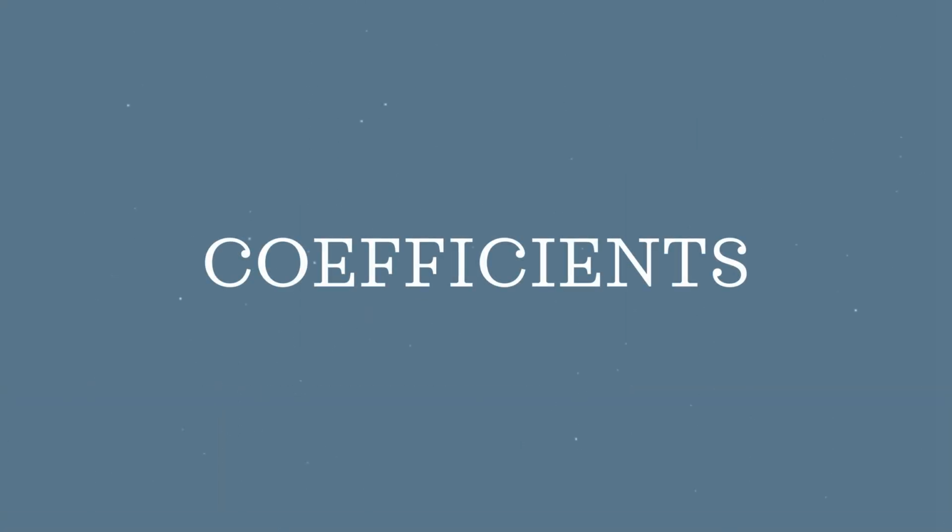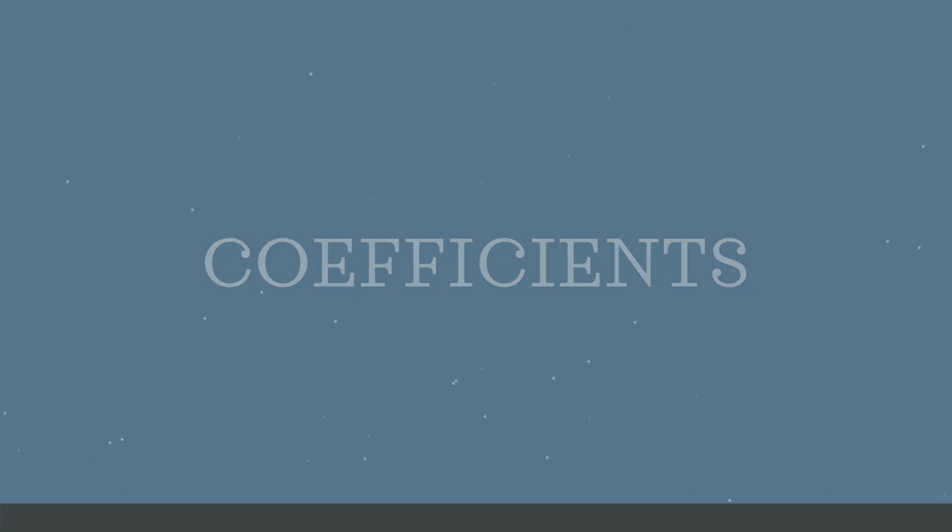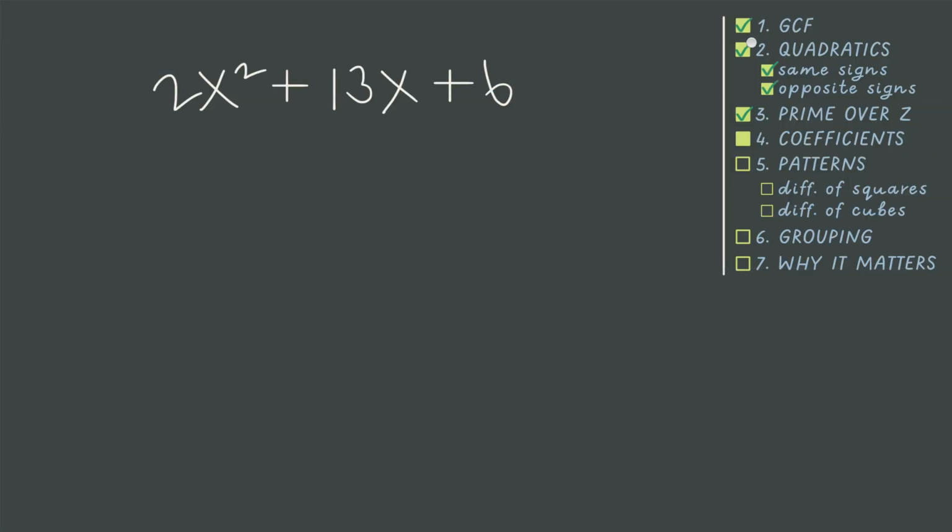Let's talk about the next step in our repeatable checklist, which is to look at coefficients. Let's assume here that we pulled out any greatest common factor, and we looked at these same sign and opposite sign methods for factoring the quadratic, and we still can't figure out how to factor it. That might be because we have a coefficient on our x squared term, some value that is not 1. When that's the case, we can use something called the AC method.